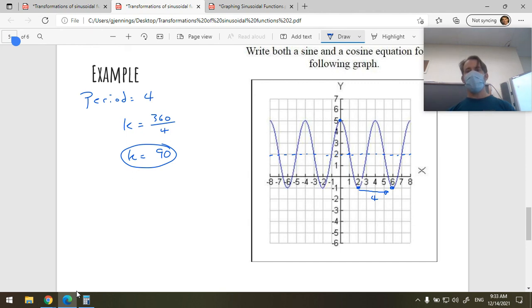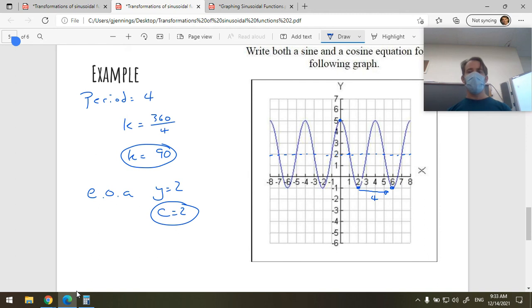So the maximum value is 5. The minimum value is -1. If I take 5 and add it to -1, I get 4. But I'm doing an average, so I divide by 2, so I get 2. There we go. There it is, right there, 2. So we know that one of the transformations should be equal to 2. So the equation of the axis, y equals 2. So that gives us c is equal to 2 here. That's another one of our transformations we're going to apply.